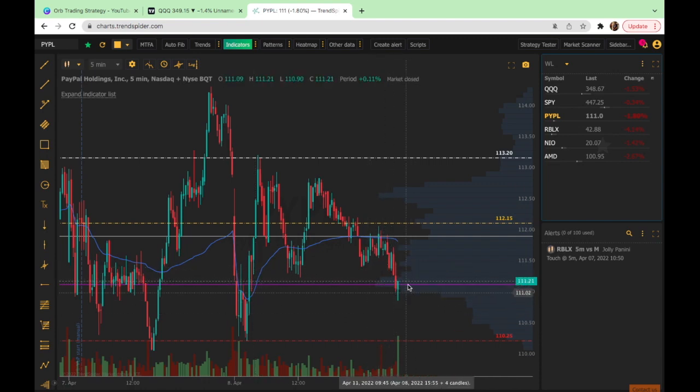And in this case, if we close underneath POC, we also have this little volume node here on the intraday, with the possibility of flushing down towards that 110.25 level that has been very key support here on PayPal.